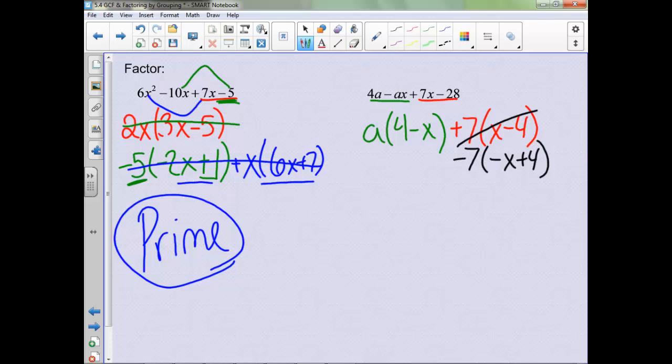And now notice these are the same. So we can factor this negative x plus 4 from both, or 4 minus x, however you want to write it. And we're left with the a minus the 7.